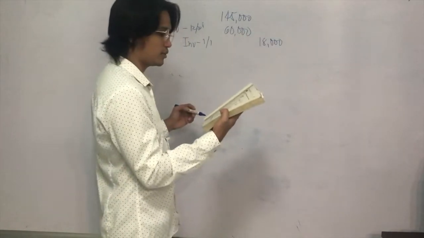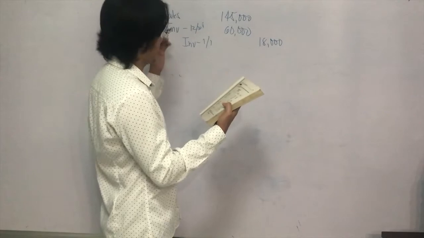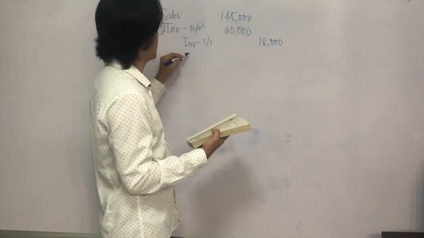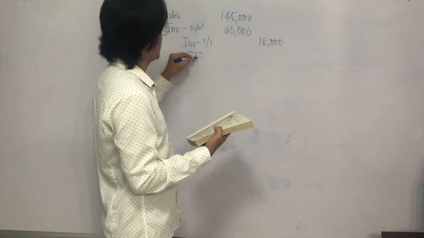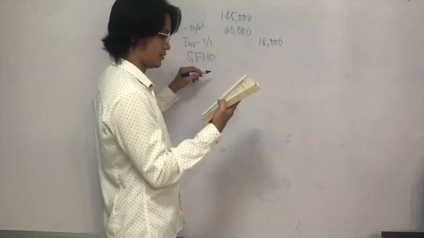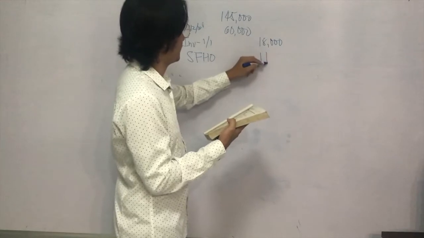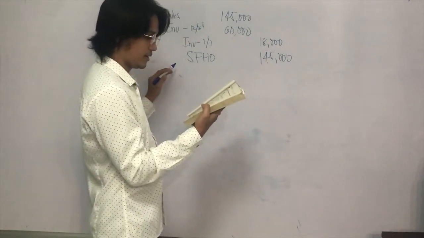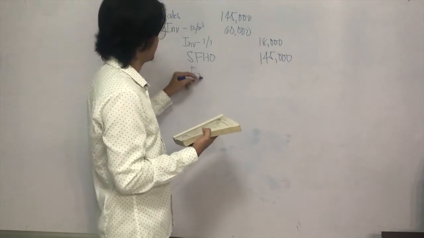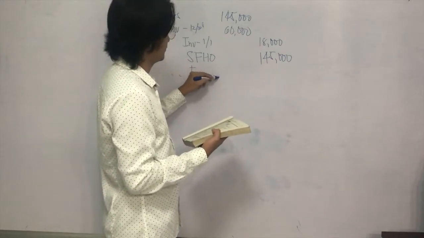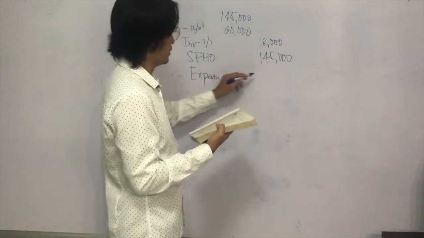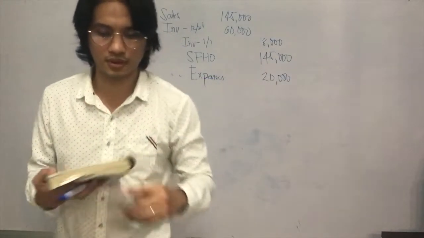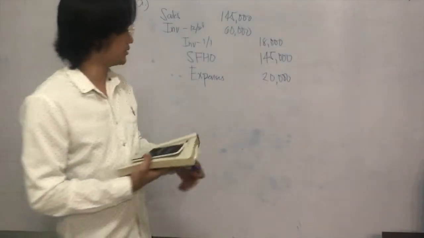So other items, you have purchases. There are no purchases for the branch, so we skip purchases. You have shipments from home office, 145,000. And then you have expenses amounting to 20,000. So we compute the income summary or the net income of the branch.